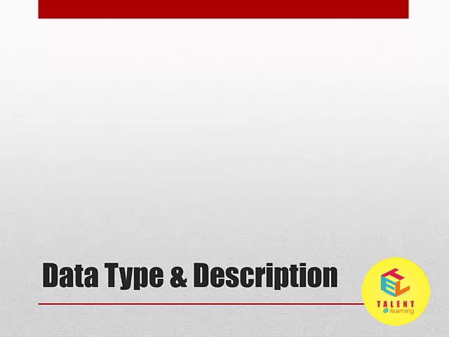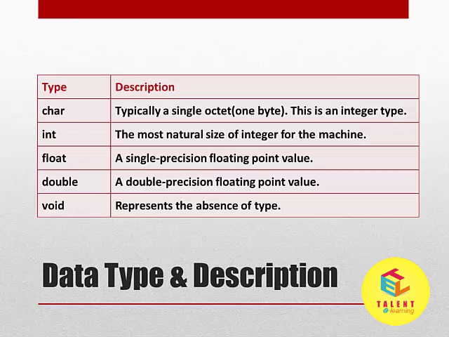Data type and descriptions. Char, or character. It is typically a single octet, meaning 1 byte. This is an integer type. Int. Int is the most natural size of integer for the machine. Float. Float is a single precision floating point value. Double. A double precision floating point value. Void. It represents the absence of type.